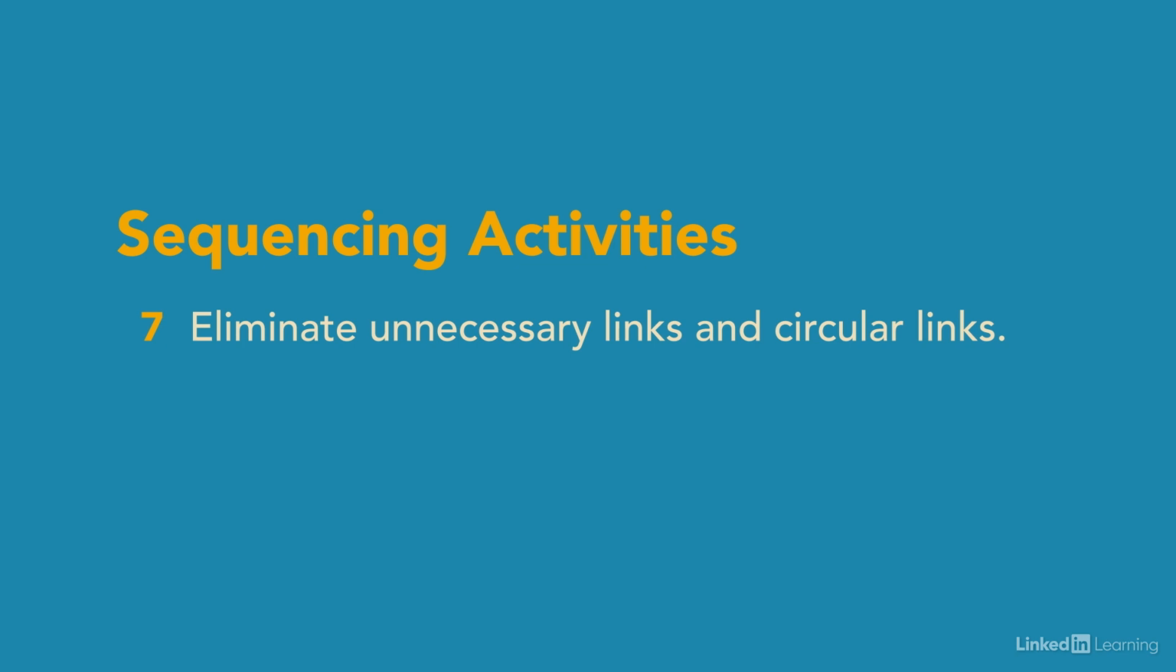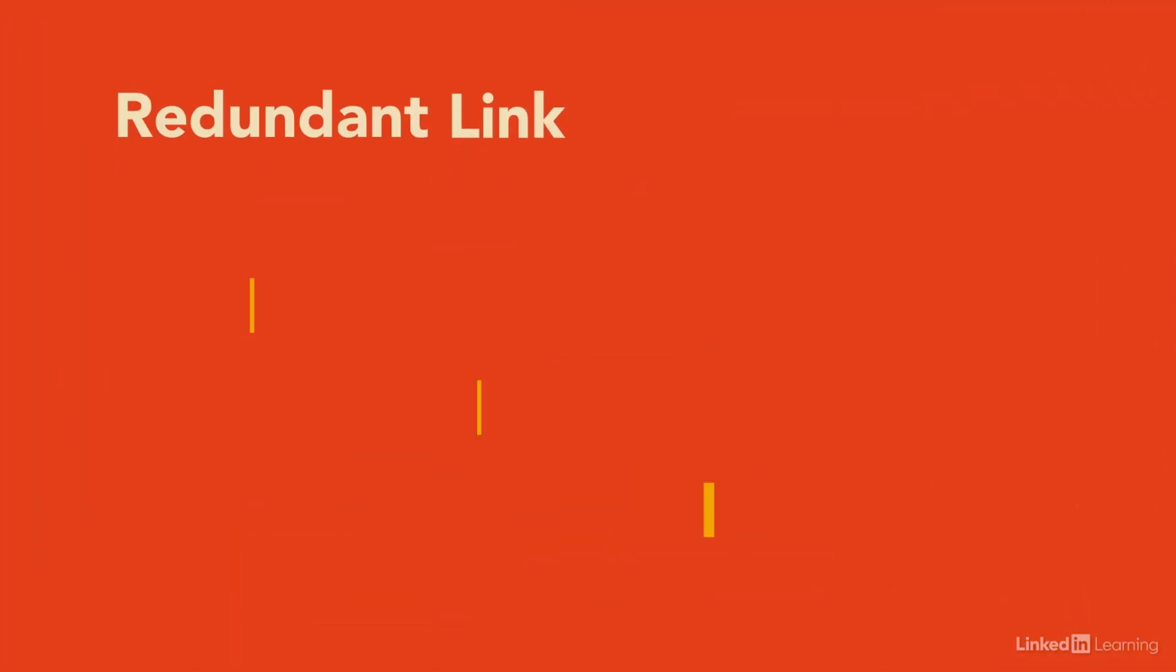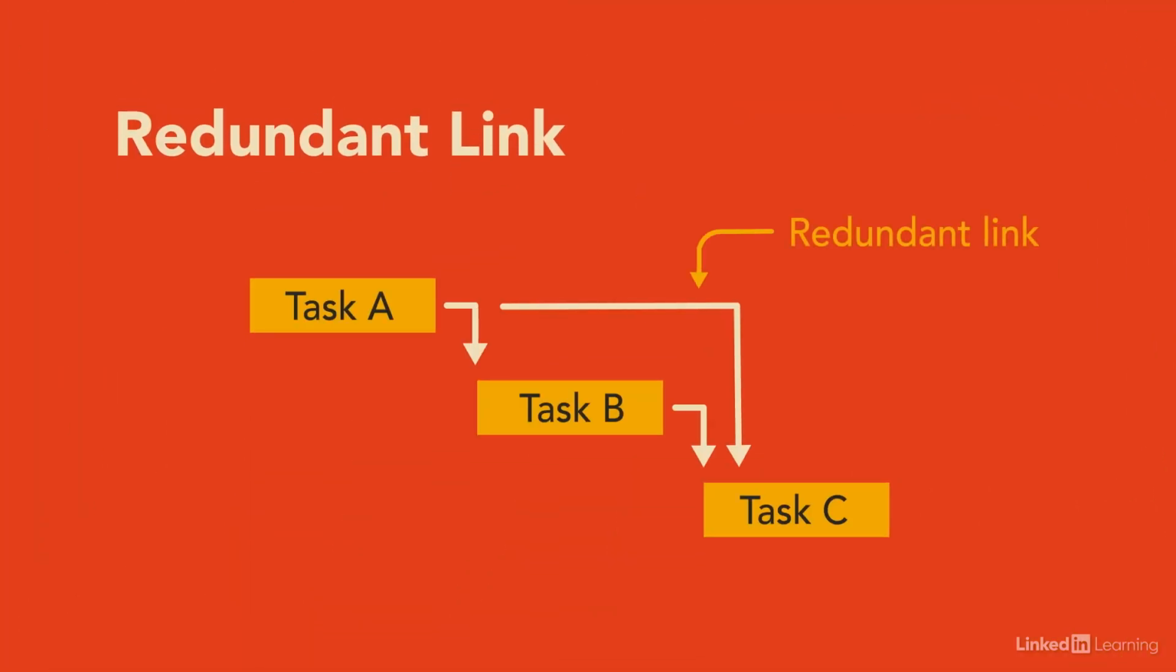Seventh, eliminate redundant links and circular links. Redundant links are links that perform the same duty as another link in the schedule. These redundant dependencies make schedule logic hard to follow and can lead to errors. For example, the link between task A and task C is redundant because task A is linked to task B, which is linked to task C, which already defines a link between A and C.